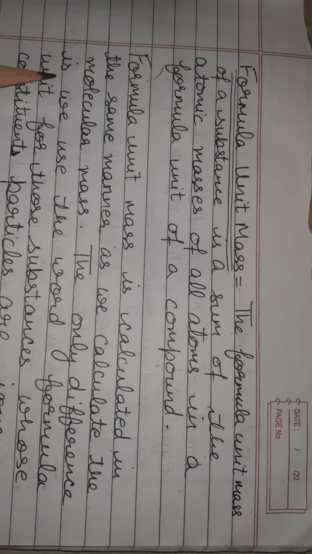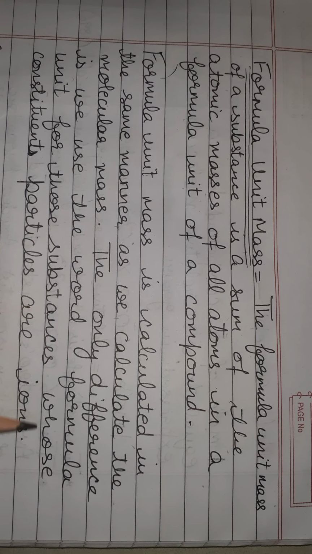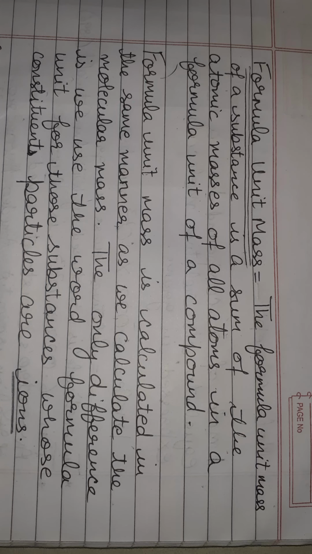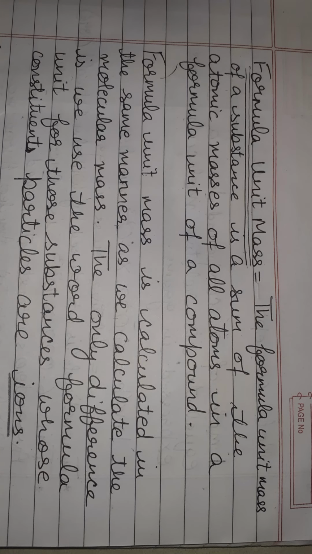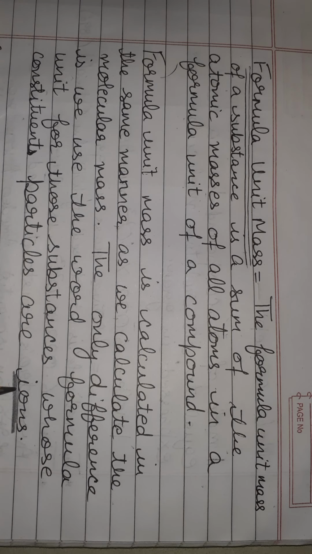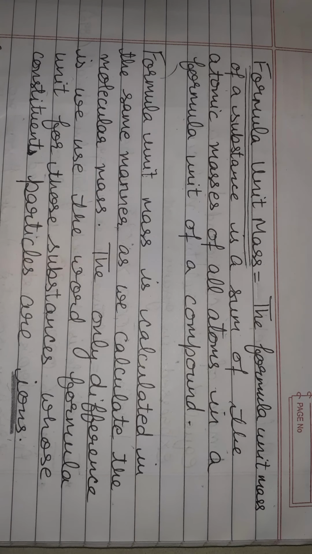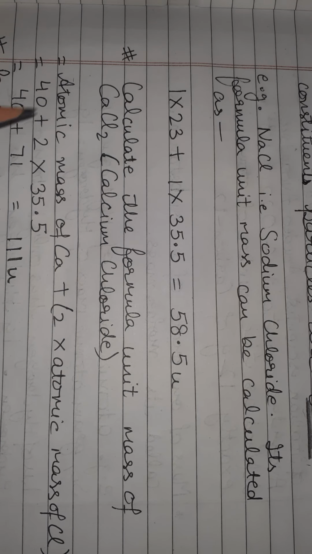The only difference is we use the word formula unit mass for those substances whose constituent particles are ions. ठीक है, हमने मॉलिक्यूलर मास किसका फाइंड आउट किया था? मॉलिक्यूल्स का. Now the substances which have constituent particles ions, we have to find formula unit mass for those substances. You will be more clear with example.